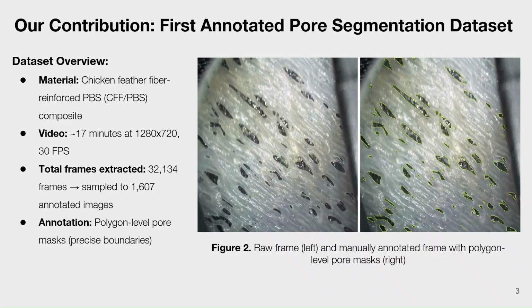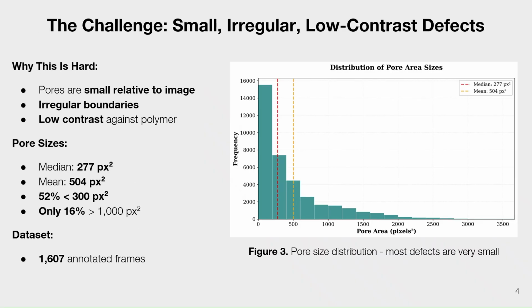The raw printing footage is on the left, and on the right you can see all those pores outlined with our annotations. Now, why is this actually hard? Well, if you look at figure 3, the histogram tells the story. The pores are really small, the median is only 277 pixels, and more than half of them are under 300 pixels. They also have irregular shapes and they don't stand out much against the material. So we are trying to find tiny, weirdly shaped things that barely show up in the images. That's why traditional methods don't work well here and why we need these advanced models.